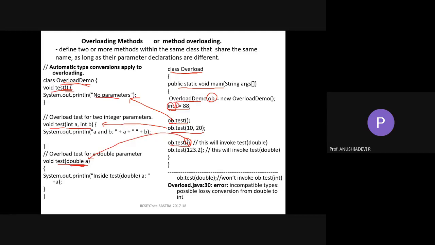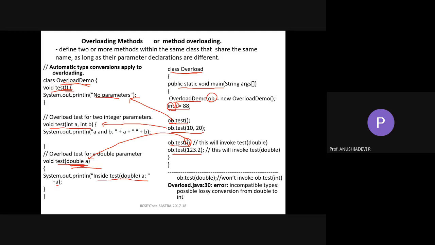When compared to the source data type, the destination type is higher. So then I can convert the integer to double, so automatic type conversion is performed. So this method will call this function, and then it will print inside double a, and then it will print the value 88.